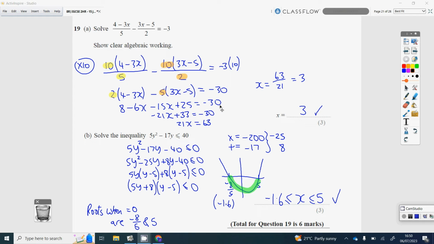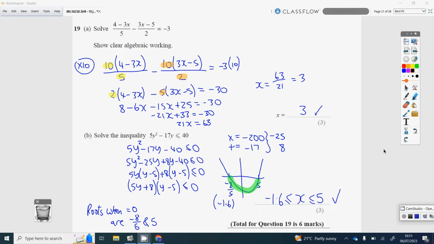I've then gathered up all my x's and my normal numbers on the left, so minus 21x plus 33 equaling minus 33. I've added 21x and added 30 to both sides, giving me 21x is 63. Dividing by 21, I get x equaling 3.